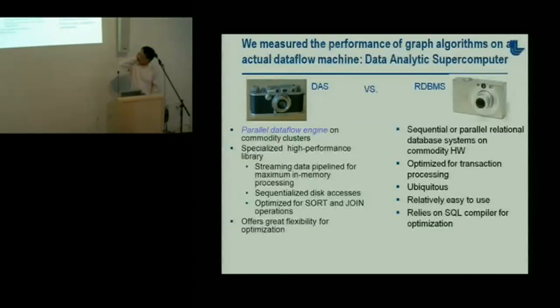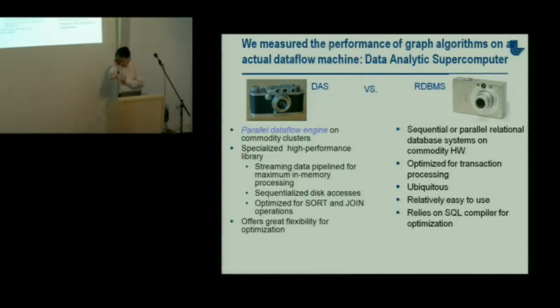One other nice thing about the dataflow machine compared to the relational database or MapReduce is flexibility. Users have the flexibility to construct their data management nodes in any way they want and combine them together for better performance. For the relational database system, we do not have that. We completely rely on the SQL compiler.